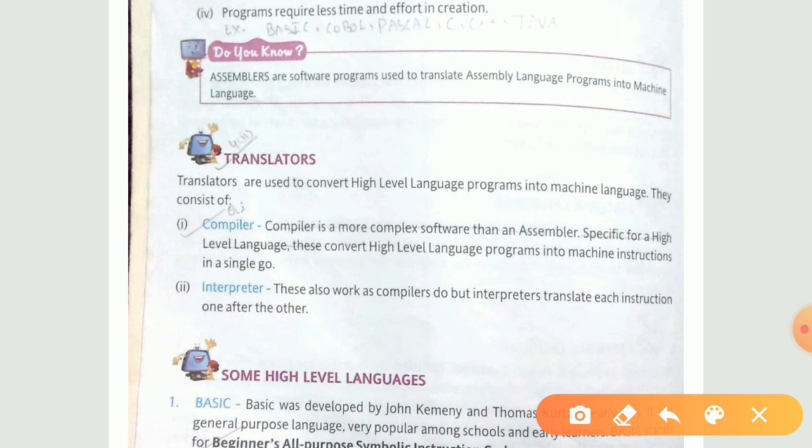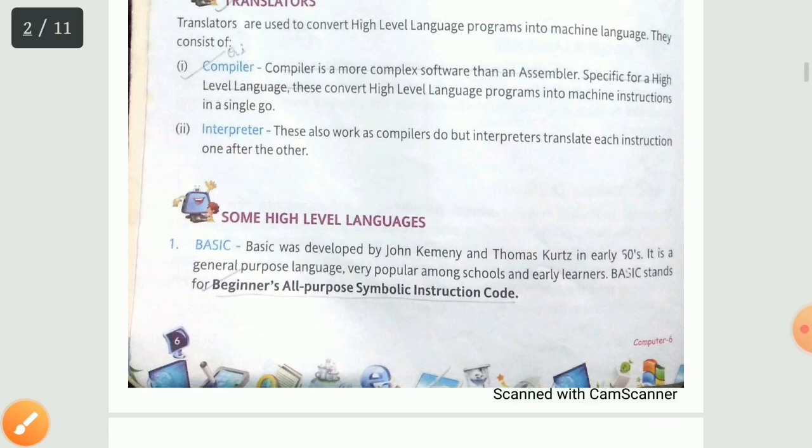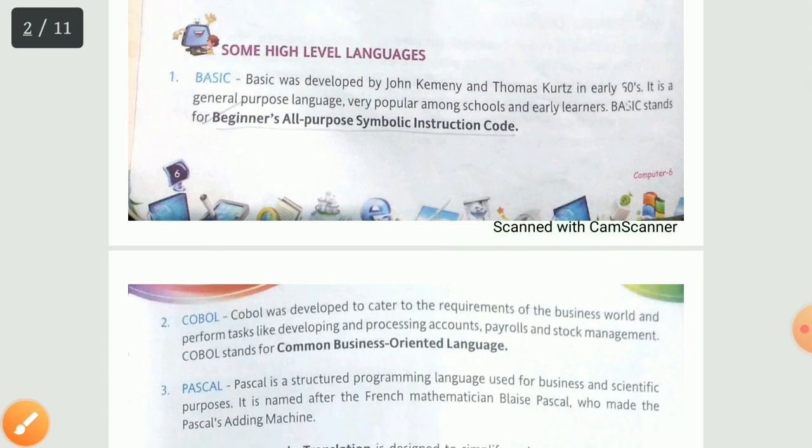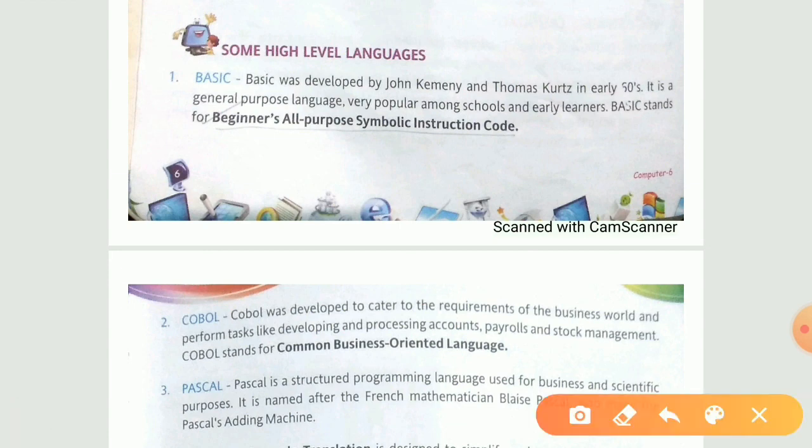Now it depends what kind of high level language you are using, and according to that your translator gets fixed. Now some high level languages we are going to study. First one is your BASIC. You know about the development and the year, yes, it is written in your book. It was developed by John Kemeny and Thomas Kurtz in the early 60s. You need to remember these things. And one more thing, your expansion form: yes, the full form you need to learn.